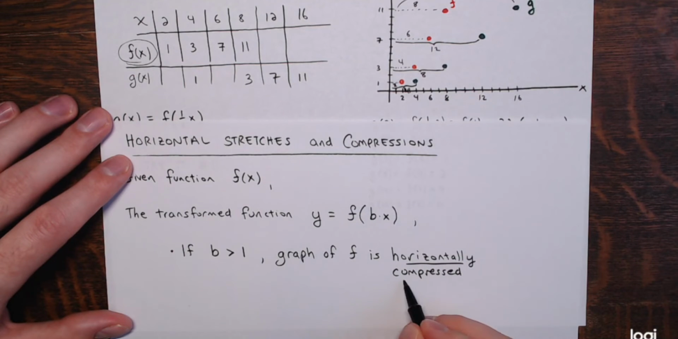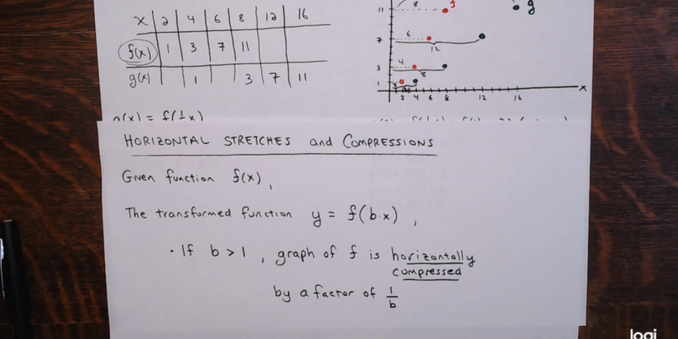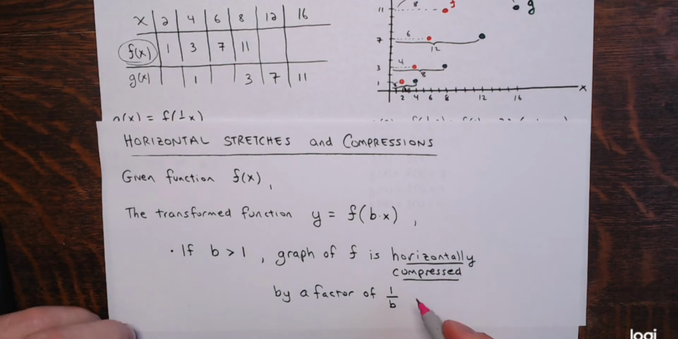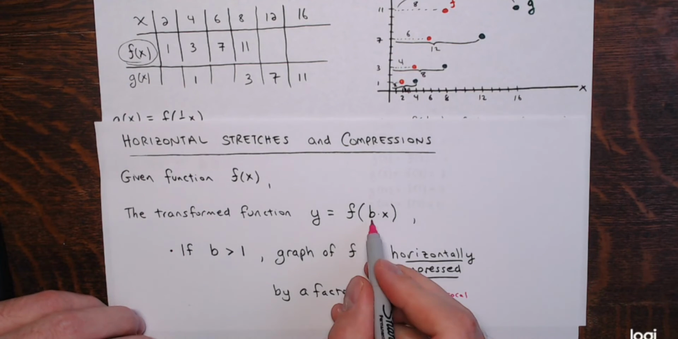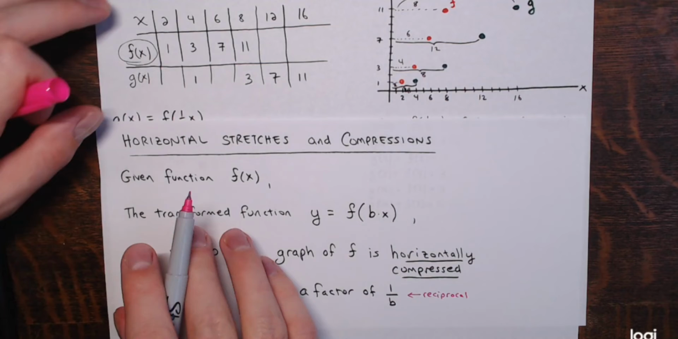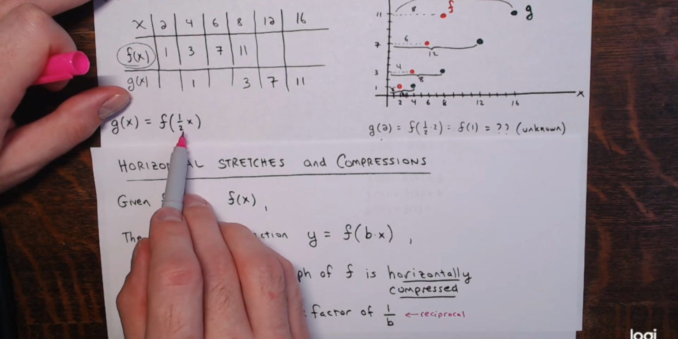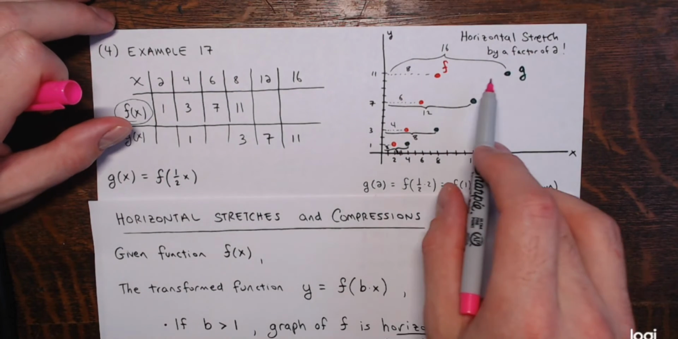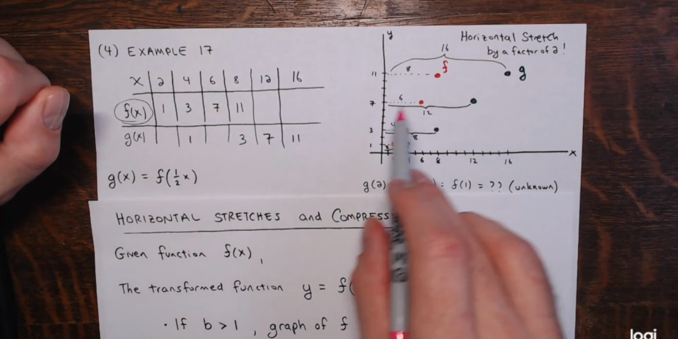Horizontally compressed by a factor of not b, but 1 over b, right? The reciprocal. This is the reciprocal of that multiplier. Just like in my first example, when I replaced x with half x, we got horizontally stretched by a factor of 2, the reciprocal of a half.